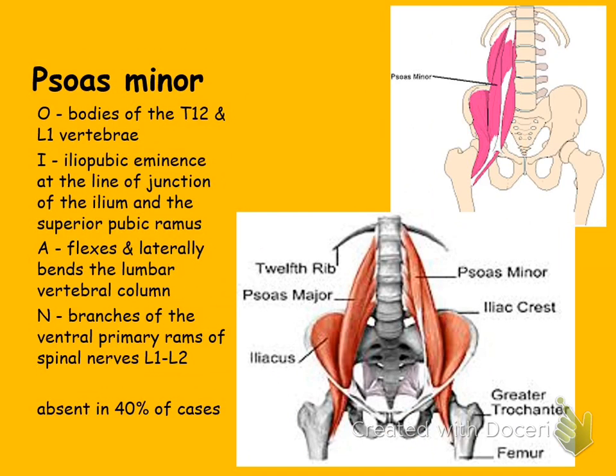So psoas minor, it's a little bit different, but they run together. Origin is on the bodies of T12 through L1, and inserts on the iliopubic eminence and the line of the junction of the ilium and the superior pubic ramus. So that's the iliac spine that we talked about, right? It attaches there. It flexes and laterally bends the lumbar vertebrae and column.